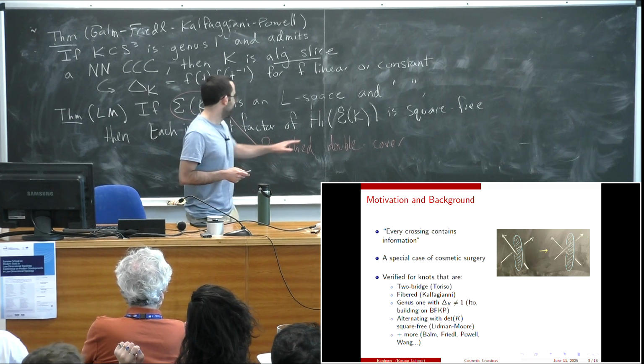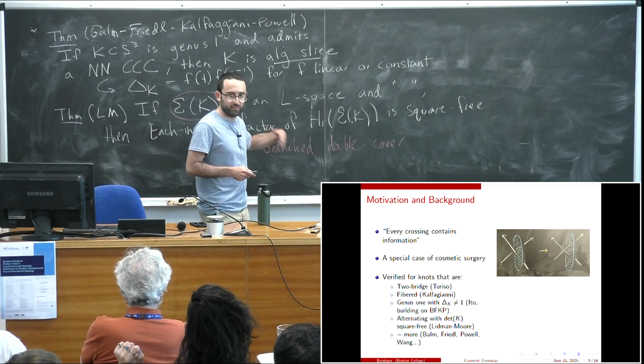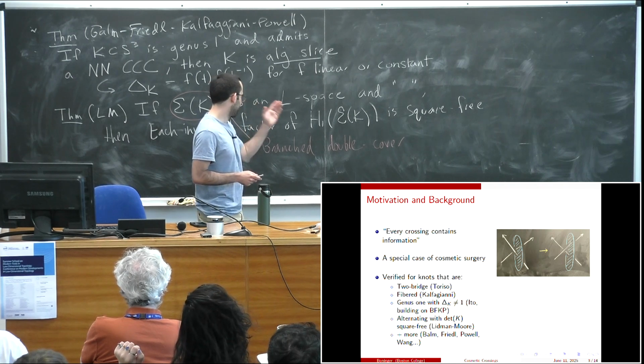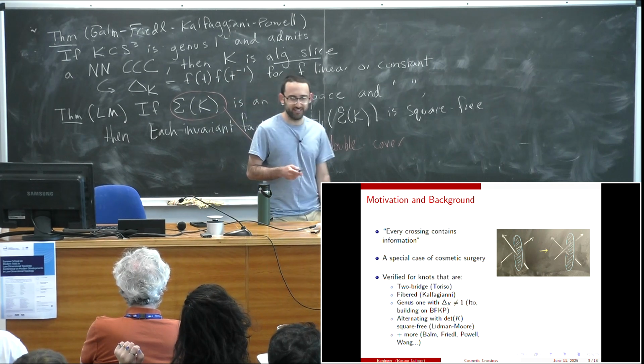Yeah, so this is a finite abelian group. So just the, yeah. Yeah, because it's a rational homology sphere. That's a good question. Thank you.